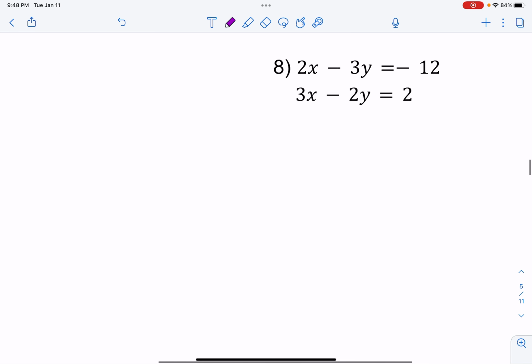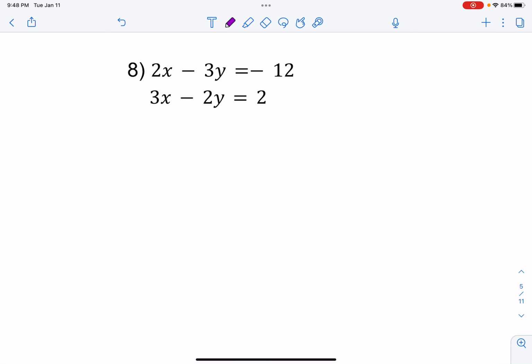And finally, our last problem. So our last problem is very similar to problem 5, where we have to multiply both equations by a number in order to eliminate something. So if you want to pause the video for a second and try this one on your own, see how you do, and then compare with me, that's great. If not, then just go ahead and keep watching, and we're going to walk through it.